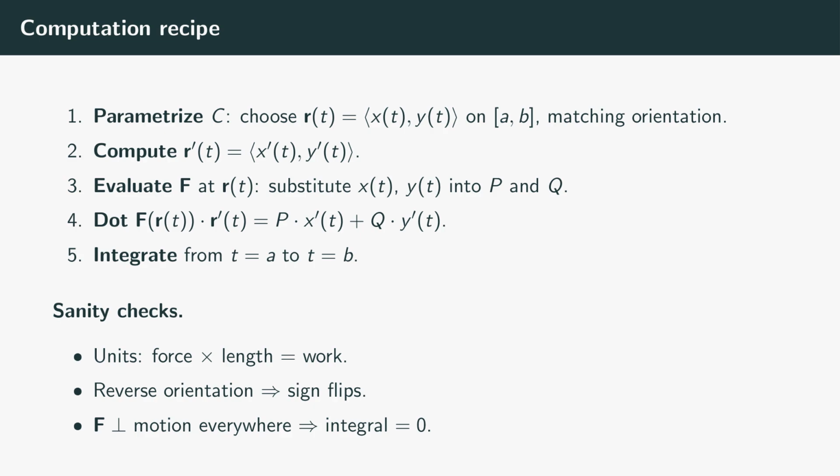This turns f into an explicit vector-valued function of t alone. Step 4. Take the dot product of the field with the tangent, a scalar function of t. Step 5. Integrate that scalar from a to b by ordinary single-variable calculus.